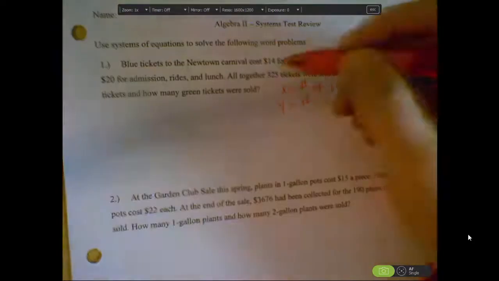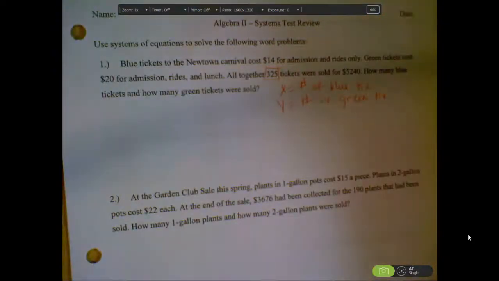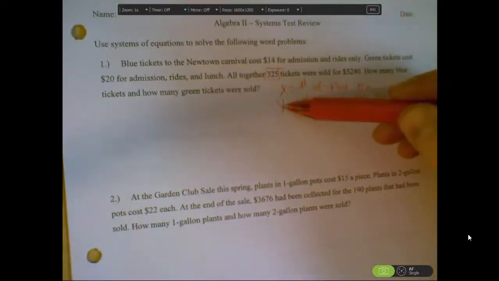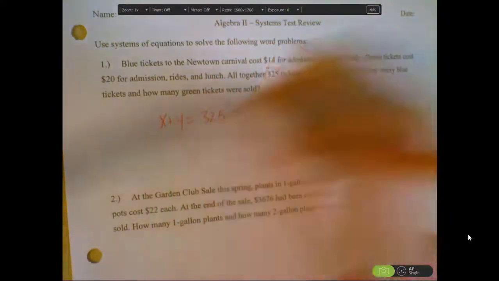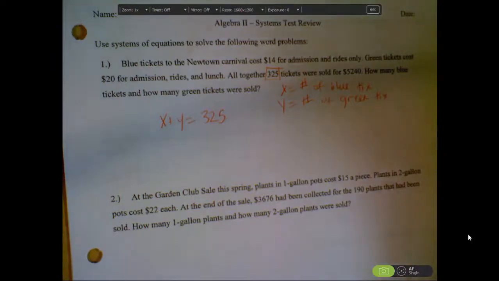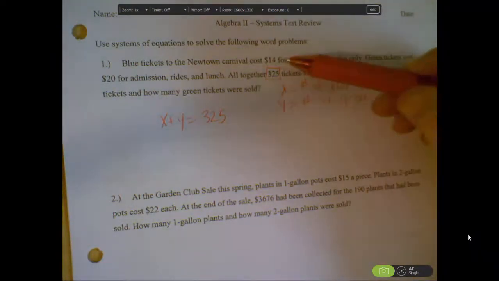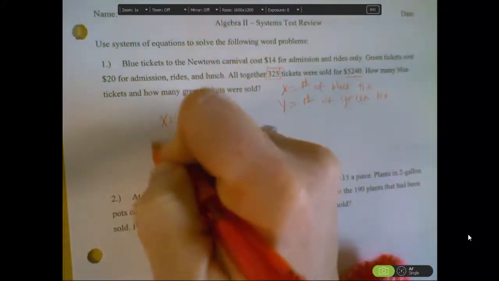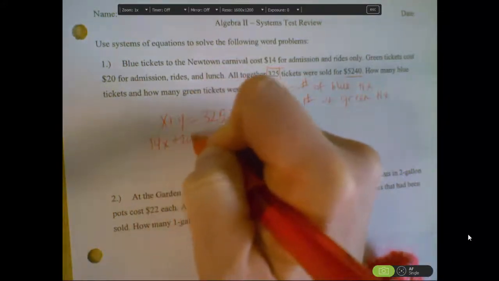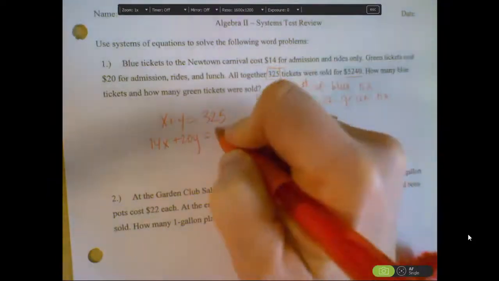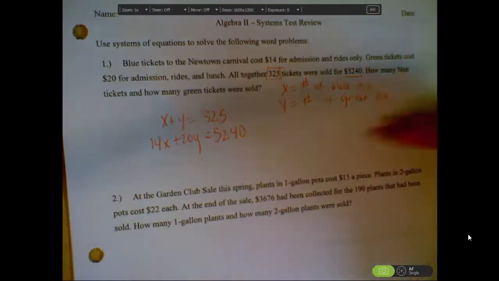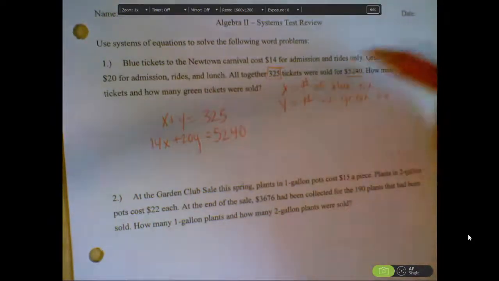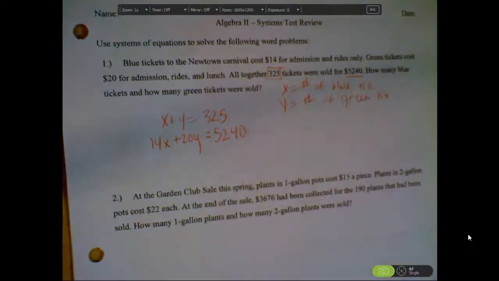So the first thing I'm going to talk about is 325 tickets altogether. Well, if there were this many blue and this many green, then all together, that's how you would write that equation. Then you're going to have a money equation where you multiply the number of blue tickets by the cost for a blue ticket plus the number of green tickets times the cost of a green ticket for a grand total of $5,240. I'm not going to go through solving this, but it should come out as 115.